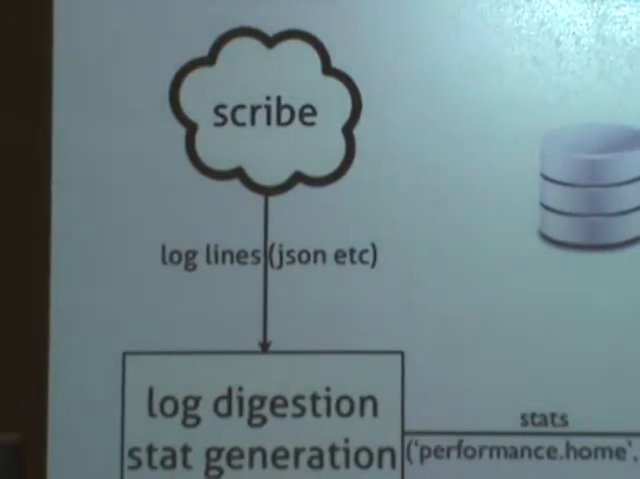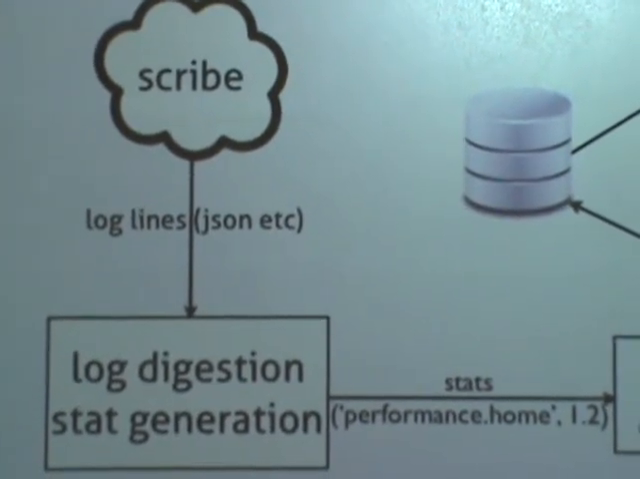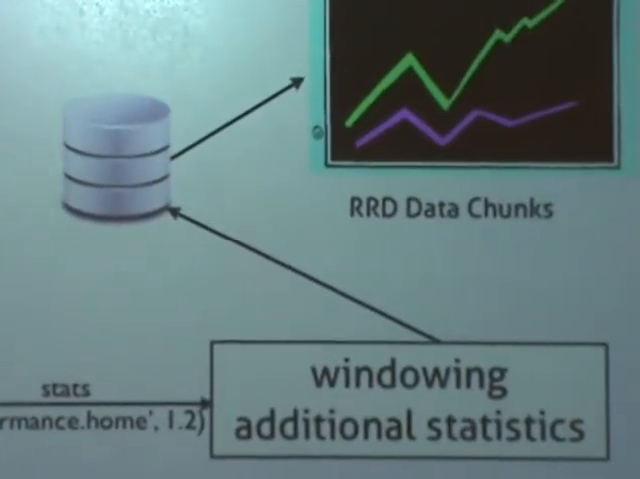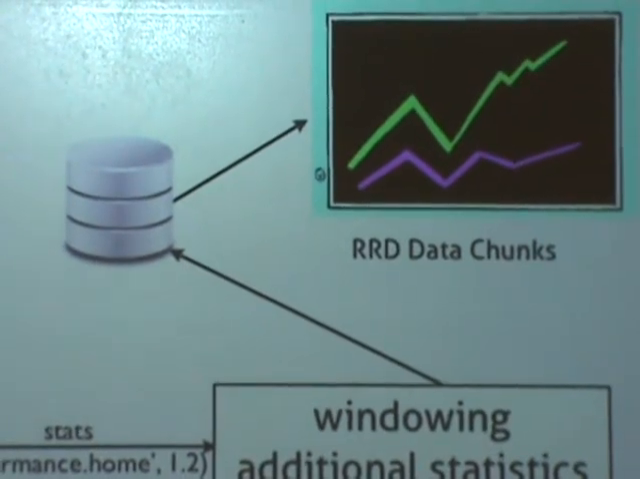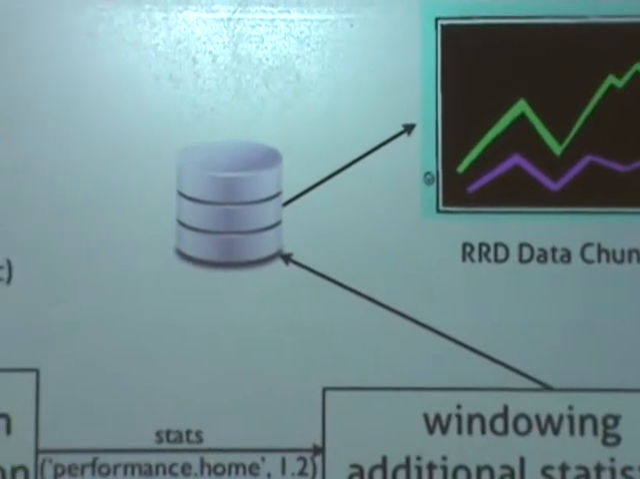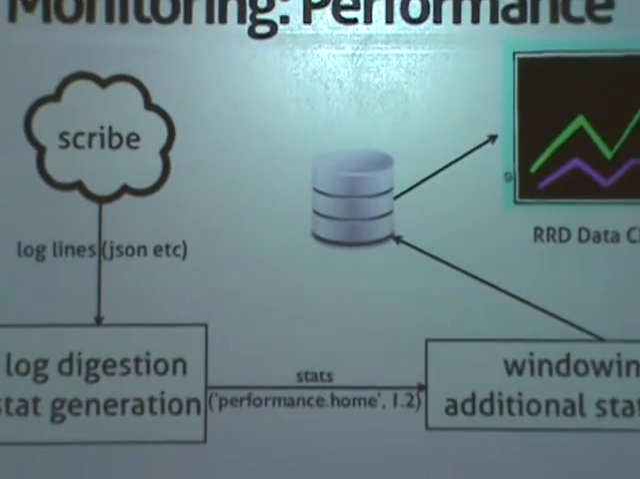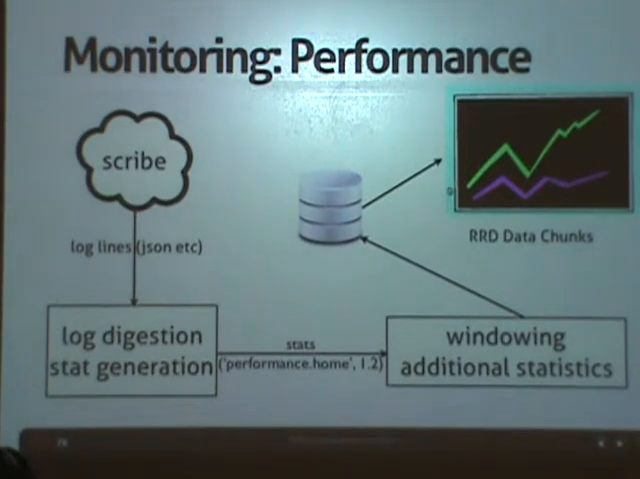So this is what our monitoring setup roughly looks like. We've got Scribe, which is emitting log lines. We have this log digestion and stat aggregation component there. It essentially tails lines in real time, and then runs user scripts that we've exposed to other developers. Basically it runs lines through them and emits statistics, with some unique key, like this is the performance for the home page.